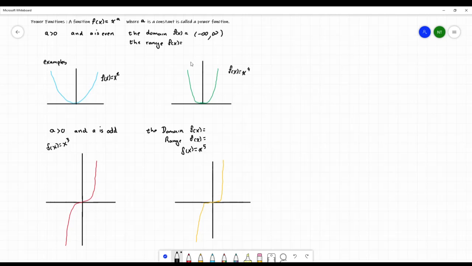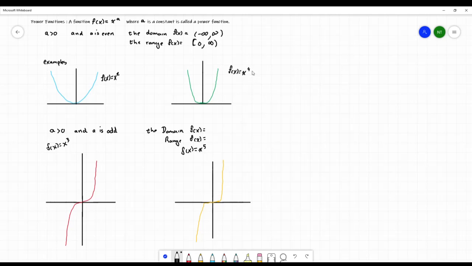Okay, what is the range of f of x? Well, when a is even, this is between 0 inclusive to positive infinity, right? Because as we very well know by now, for x squared, whenever we put a negative value into it, we get a positive value back. So the range is always non-negative. Now x to the 4, I don't think we saw it before, but x to the 4 is also going to guarantee us a positive value.